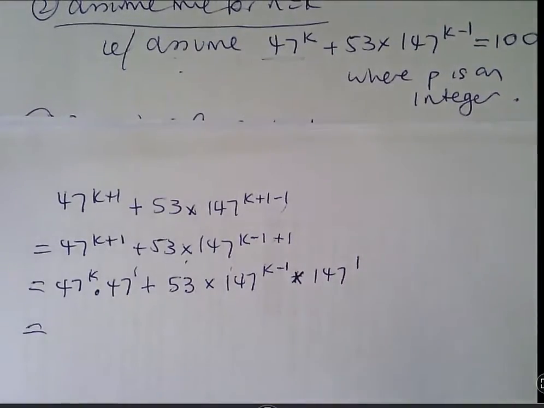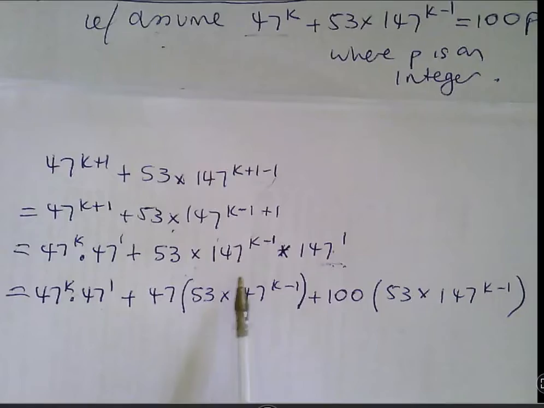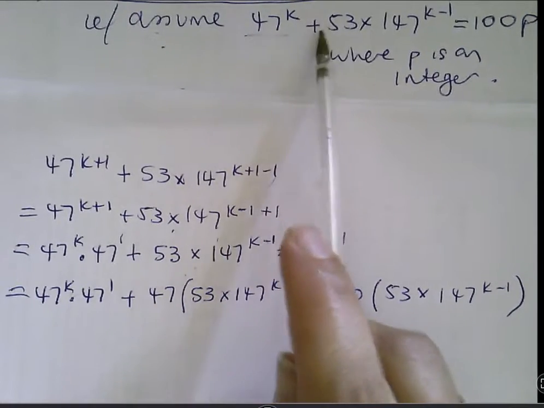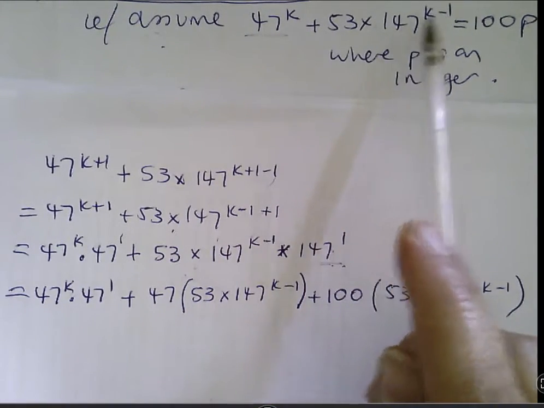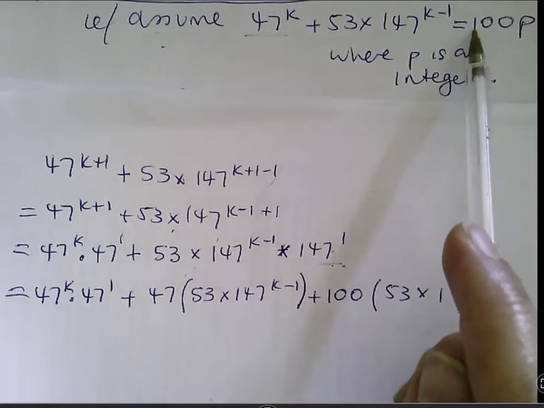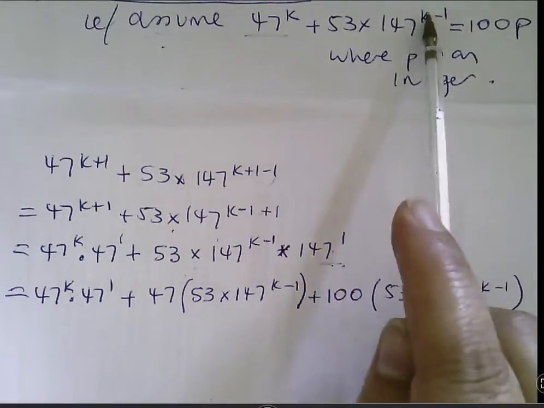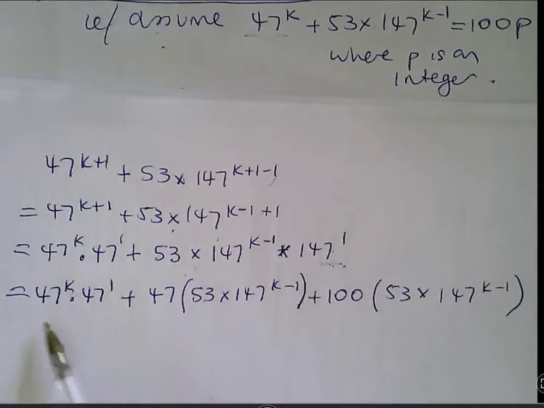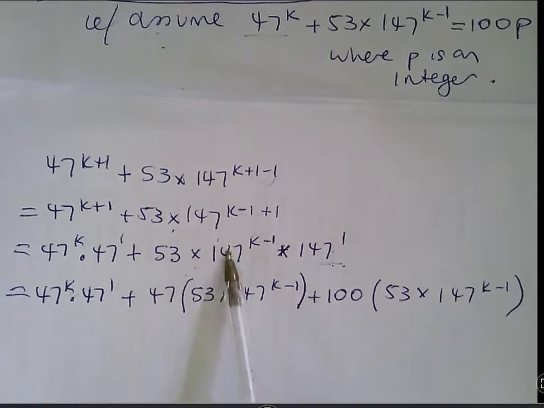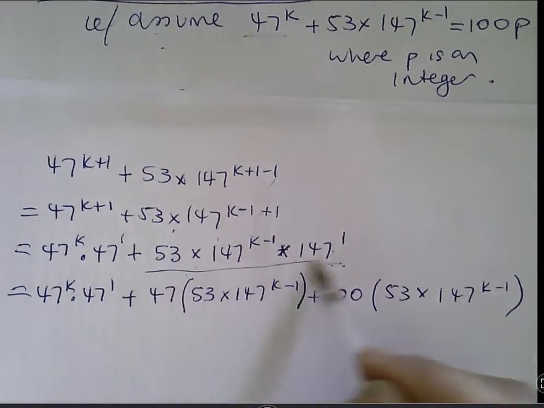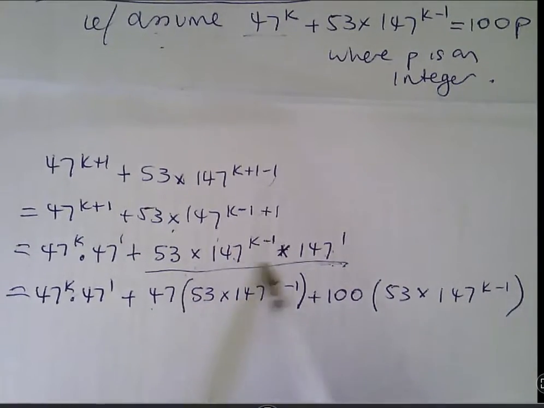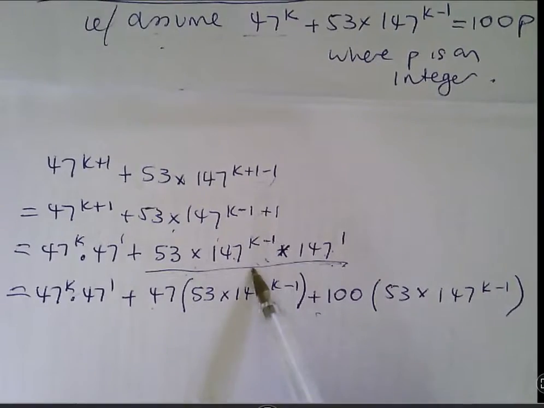So now that is equal to, what's happened here is they're trying to substitute 47 to the power of k plus 53 times 147 to the k minus 1, the whole thing, with 100p. So the problem was they didn't have that. They had this, 147 lots of this. This is all just one term. So if you've got 147 lots of that, you've got 47 lots of that plus 100 lots of just that.